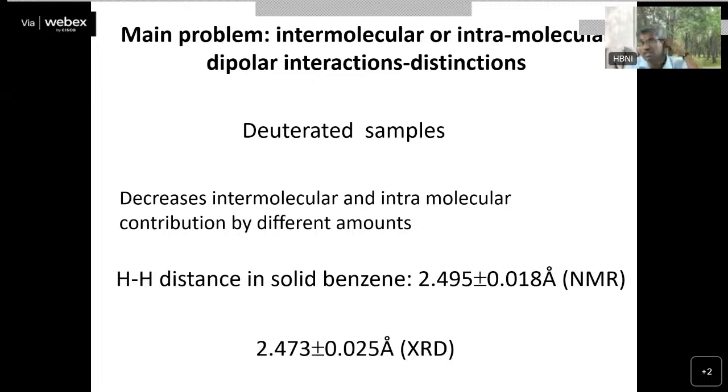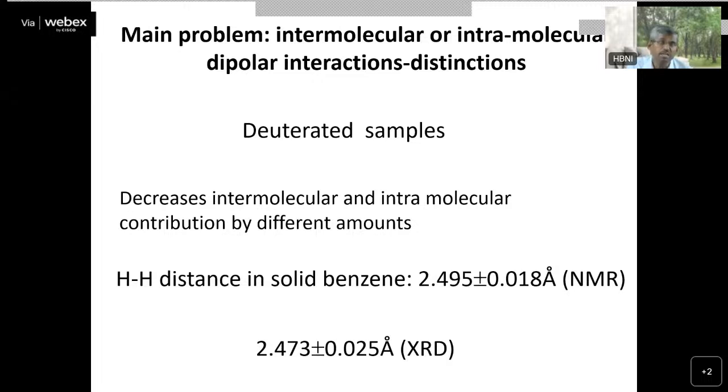So for simple systems like calcium sulfate hydrate, or hydrated calcium sulfate, it is easy to get this information. But the real systems are quite complicated. So this type of method, or this type of simple angle variation, cannot give much information on the bond distances.